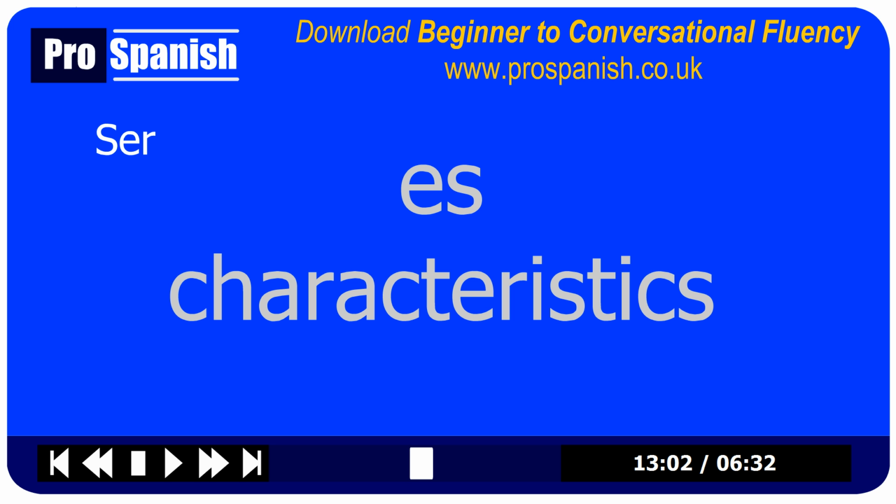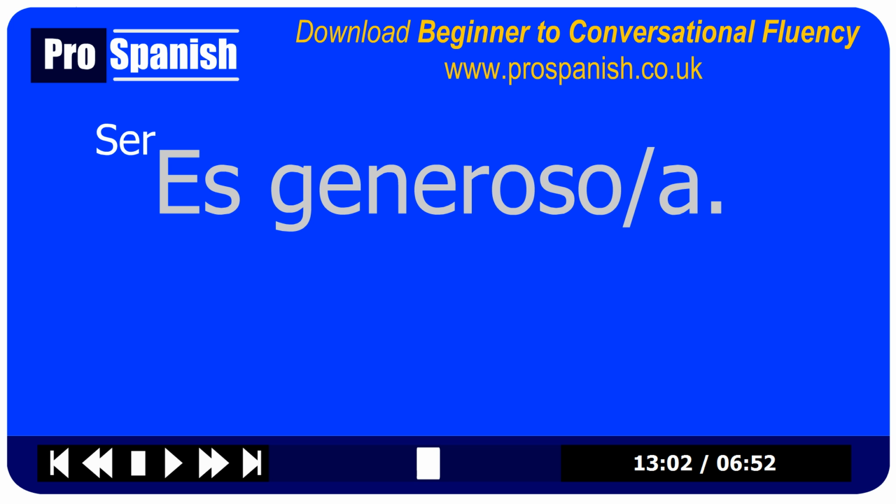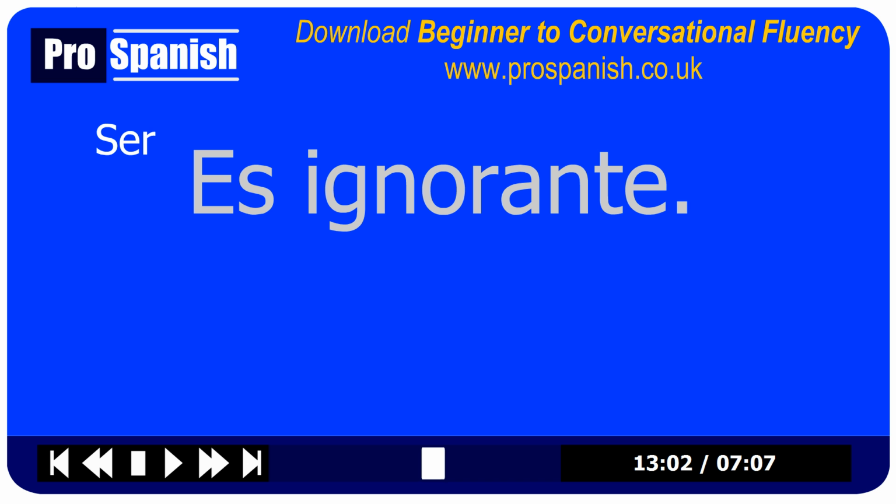So for example, we could say es guapo or guapa. He is attractive, good looking, or she is attractive, good looking, pretty. It's not how they're feeling, it's a characteristic. Es generoso or generosa. He or she is generous. Es arrogante. He or she is arrogant. Es ignorante. He or she is ignorant. So it's not how they are feeling, but what they are like.